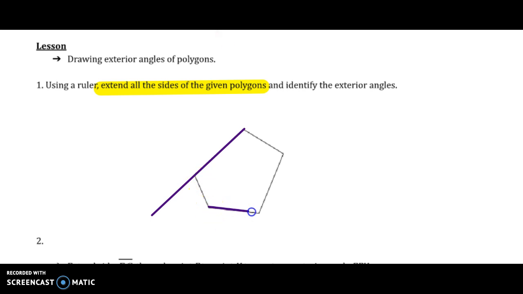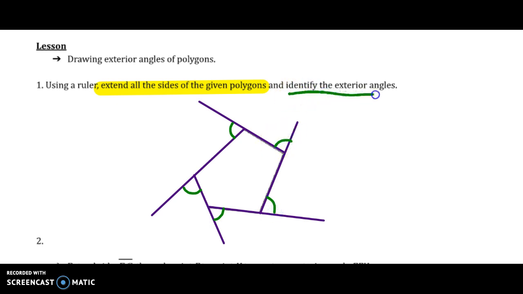So if I've extended that one, I've extended this one, extended this one, I'm going to extend this one. So basically we're extending all of them. And remember that the exterior angle formed is the angle formed by the polygon and that extended side. So here is one, here is one, here is one, here's another one, and here's another one. So we've identified all the exterior angles. You could have extended these in the other direction and indicated them as well.